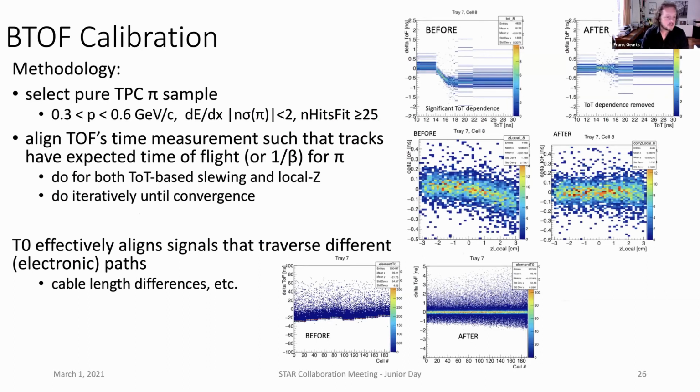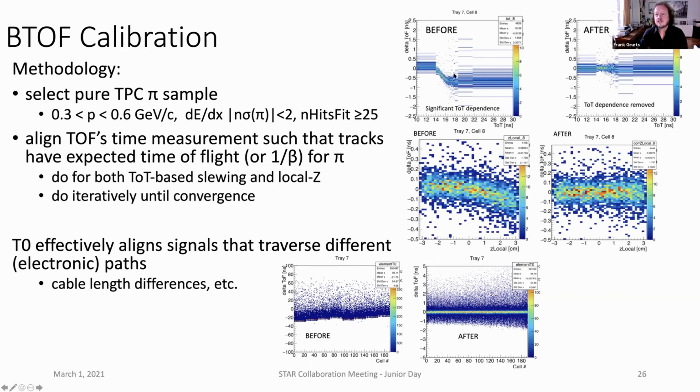So the time of flight calibration: the way we do that is we select a very pure TPC sample that we know are pions, in a very specific momentum range, a dE/dx range, and good tracks. Then we align our time measurements such that the 1/beta that we measure agrees with the 1/beta that we expect for a pion with that particular momentum. We do that for the time over threshold-based slewing and the local Z. And again, as I said before, this is something that we repeat and iterate several times to converge.